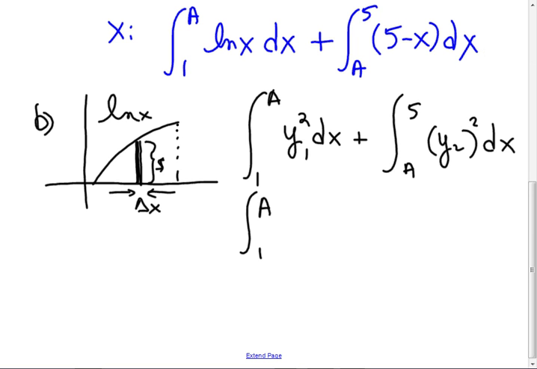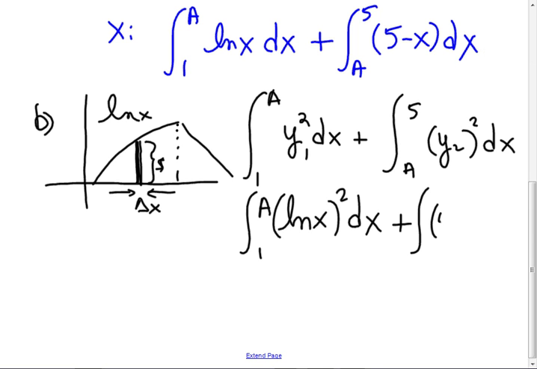So what's y? The log of x. Squared dx plus the other one. Okay, what's the other y value? 5 minus x. Squared dx from where? A to 5.